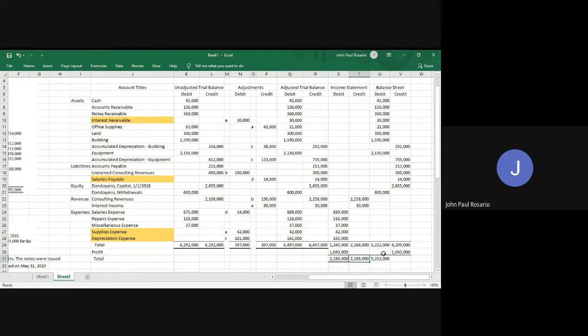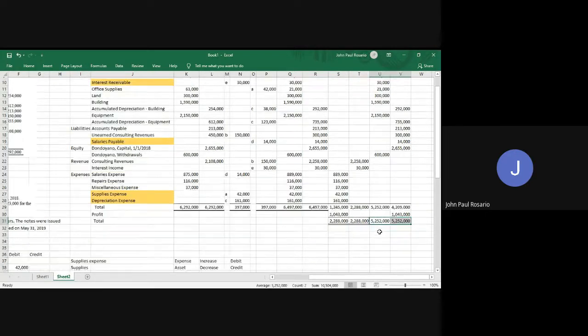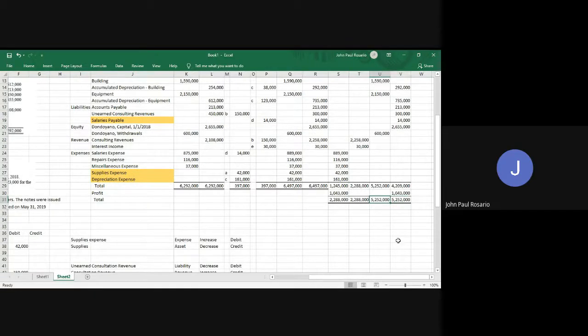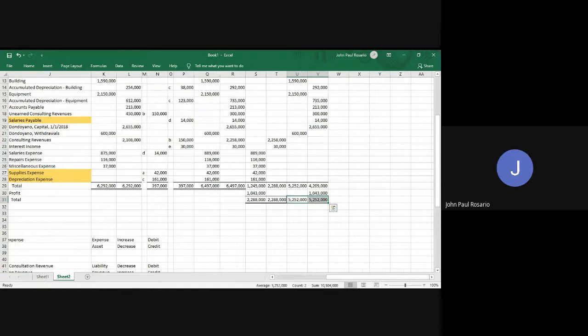Okay. So with that, your debit and credit are now equal. Meaning we can now prepare our financial statements. Okay? So, for the preparation of the financial statements, we base it on our worksheet.